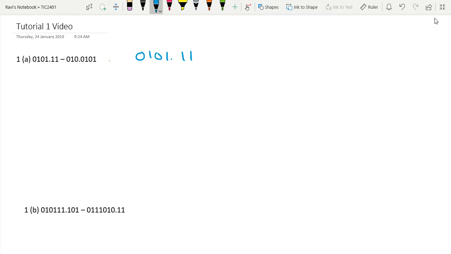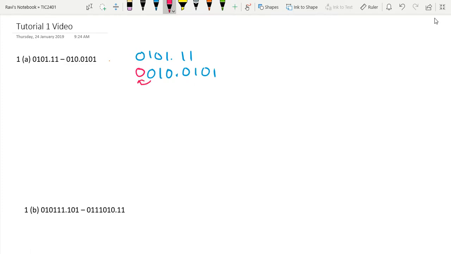0101.11, and the second number is 010.0101. Okay, so in order for me to do any form of subtraction or addition, I need to first do the matching of both the integer part and fractional part in terms of number of bits. In the integer part, the first number has 4 bits, the second number has only 3 bits. So I need to add one more 0 in front here, and that is called your integer part find extension. If the most significant bit is 0, then I extend and make it a 0 over here.